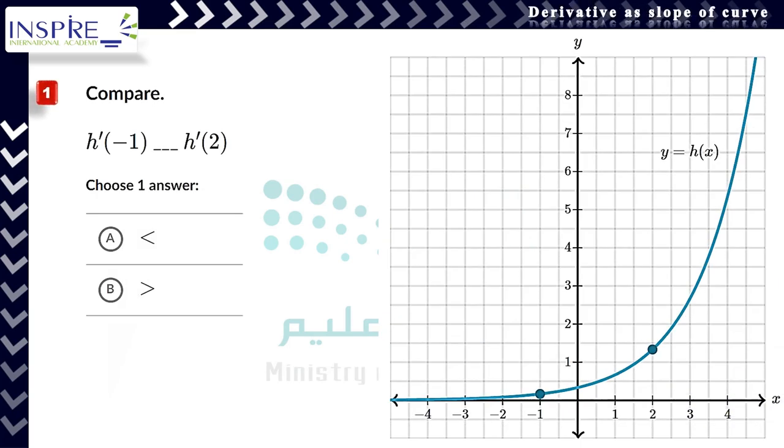Okay, next one, we need to compare the derivative of the function at -1 and the derivative of the function at 2. The geometrical meaning of the derivative is the slope of the function at this point. So it's like you're drawing a tangent line here, and a tangent line here. This one, at x equals 2, looks steeper than the one at x equal to -1. So the one at x equal to 2 is bigger, so we choose A. Next one.